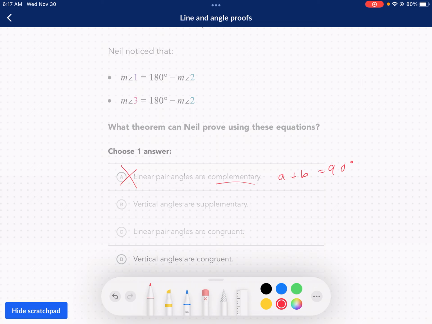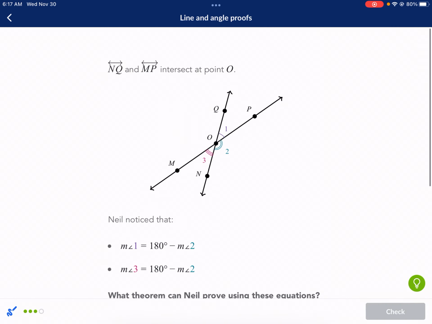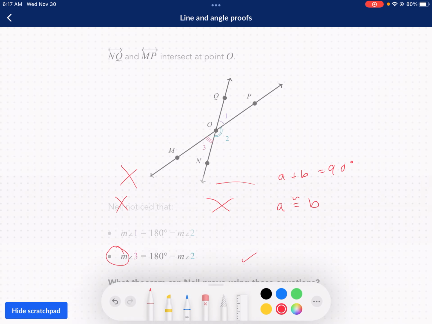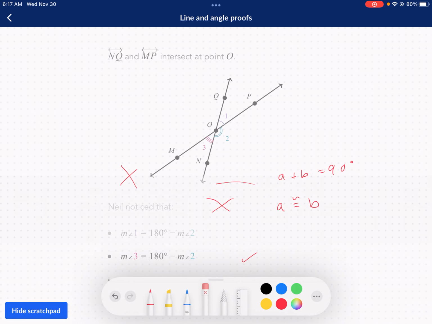Vertical angles are supplementary. That one's out too. We know vertical angles, so we'll have like A and B, they're congruent. Vertical angles are congruent, not supplementary, so that one's wrong. Linear pair angles are congruent. Okay, linear pair, we already know that's wrong. Vertical angles are congruent. That's true, but let's take a look at this. So why is that the only one that works?